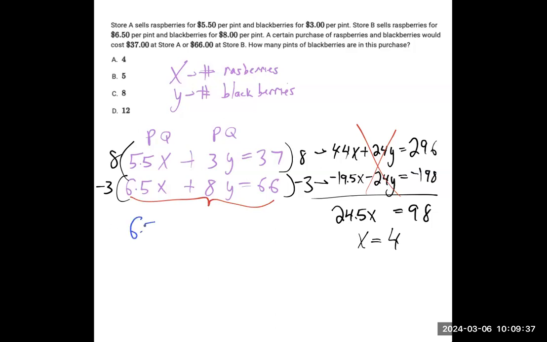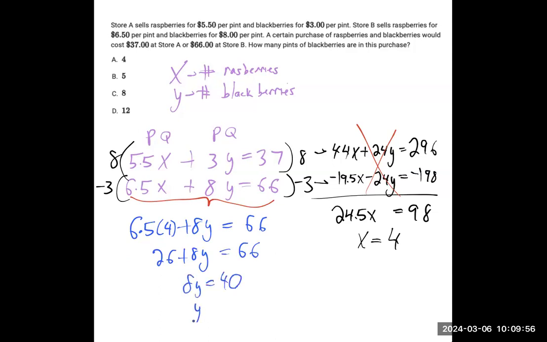We can say 6.5 times 4 plus 8y is 66. 6.5 times 4 is 26, plus 8y is 66. Take away 26, 8y is 40. Divide by 8, y is 5. And that is B for this very interesting question.